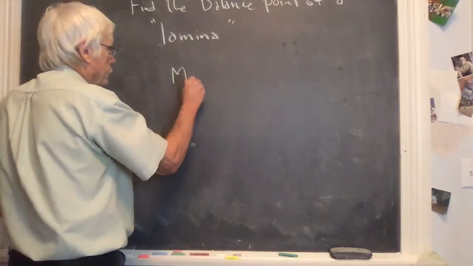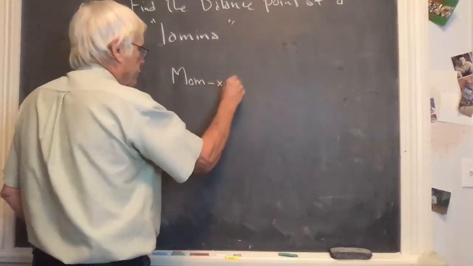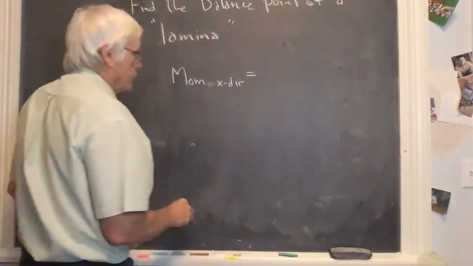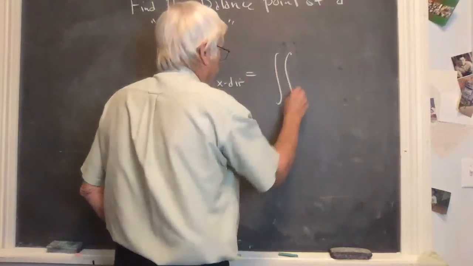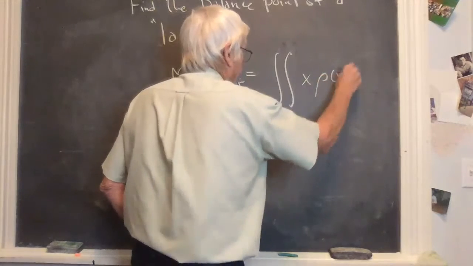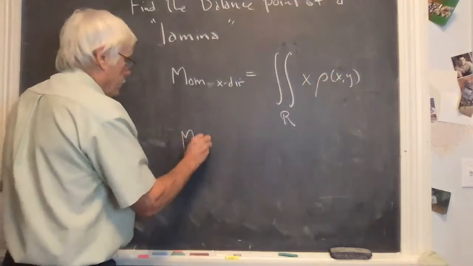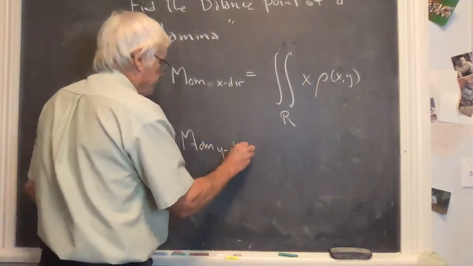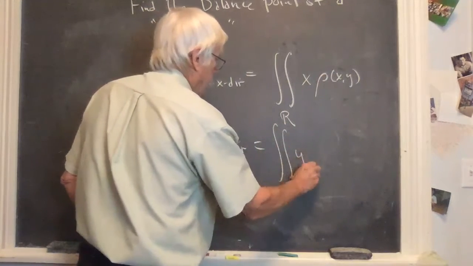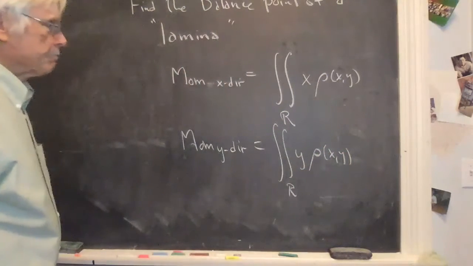You compute 2 first moments, the moment in the x direction, and the moment in the x direction is the integral of x over the region. And if there's a density function, it's x times that density function. The moment in the y direction is the integral over R of y times rho of x and y.